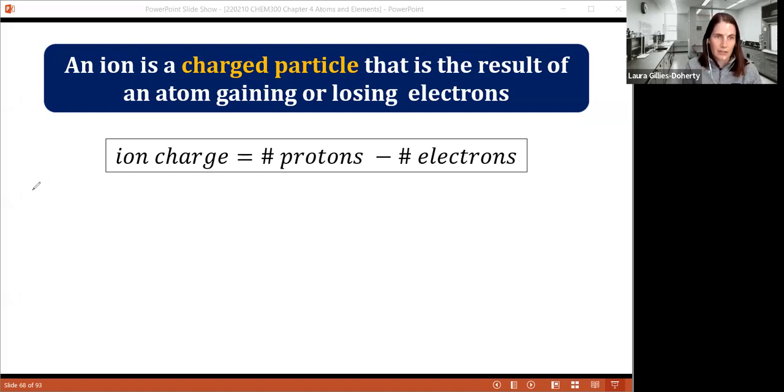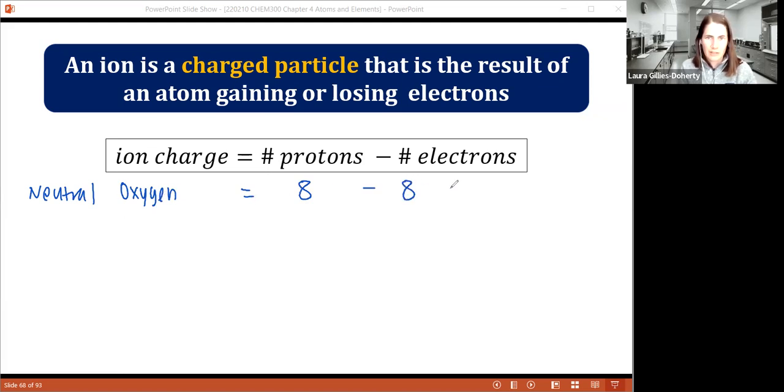So for example, if we look at neutral oxygen. For neutral oxygen, oxygen has 8 protons by definition. For it to be charge neutral, it's going to also have 8 electrons. So it'll be 0 or neutral overall.